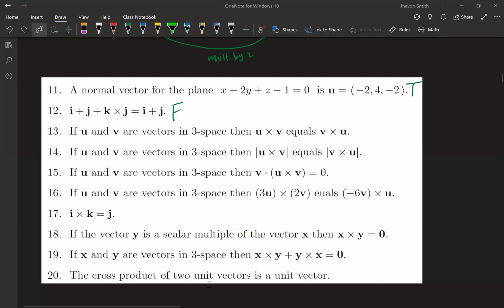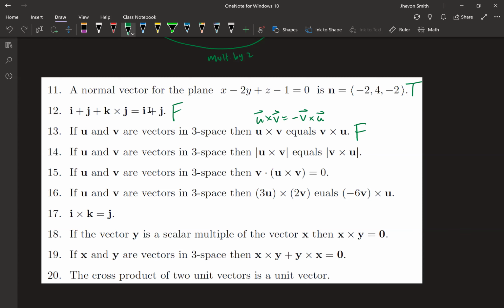Okay, new polling, problem 13. 15 seconds on this one. It's actually been more than 15 seconds, so let's stop it. 77% believe it's false. There's actually a minority that believes it's true. It is false. U cross V is actually the negative of V cross U.